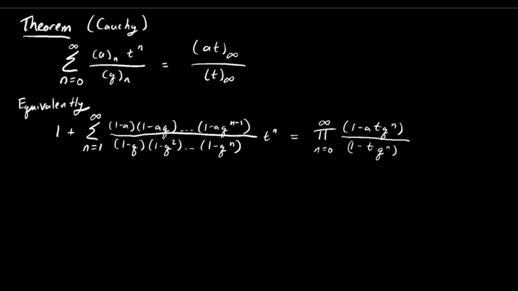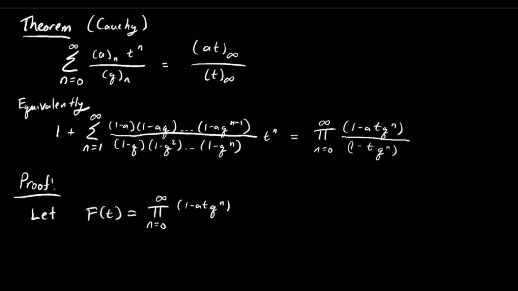The proof involves basically finding a recursion that these identities satisfy and then using that recursion to compute the sum side. So let's begin with this proof. So let's start the proof of this theorem. The first thing I'm going to do is say let f of t be our product side. So f of t is going to be the product as n goes from 0 to infinity of 1 minus a t q to the n divided by 1 minus t q to the n.